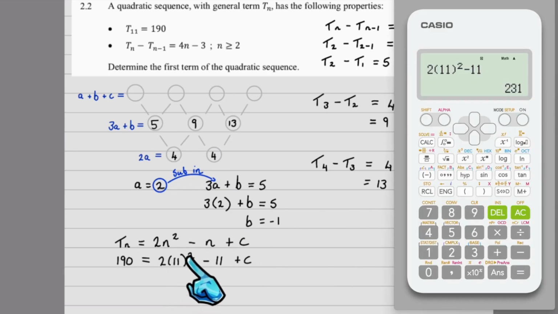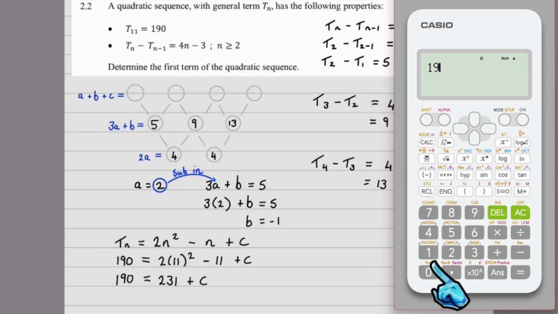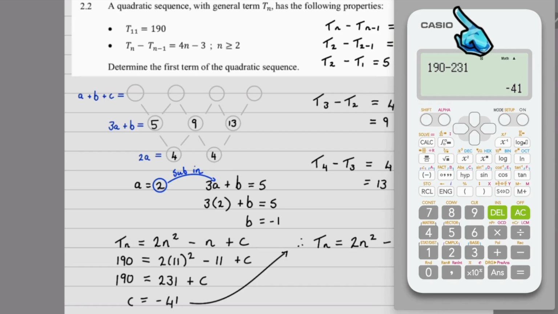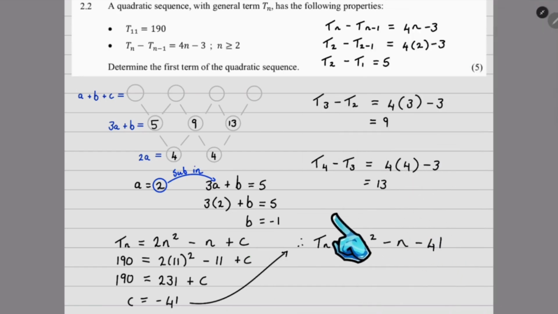So 2 times 11 squared minus 11 will give me 231. So let's make that replacement. And then we take the 231 over and it becomes a negative. So let's calculate that quickly with our calculator. Gives me minus 41. Once that's out the way, I just chuck it back into my Tn formula that I originally had. You just replace C with what it actually is, minus 41.